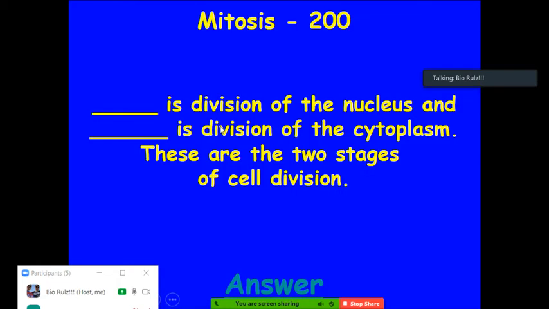Blank is division of the nucleus, and blank is division of the cytoplasm. These are the two stages of cell division.